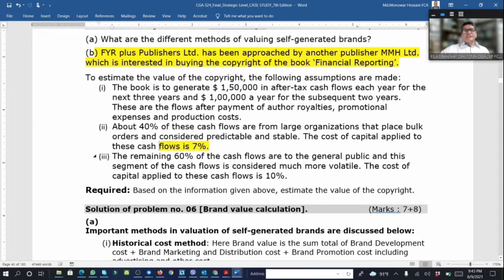The remaining 60%, here 40% and another 60%, total 100%, of the cash flow is from the general public, and this segment of the cash flow is considered much more volatile. The cost of capital applied to this cash flow is 10%. So the 60% is volatile, but the 40% is more or less fixed and predictable, with a cost of 7%. Based on the information given above, estimate the value of the copyright. So what would be the value of the copyright of that book?